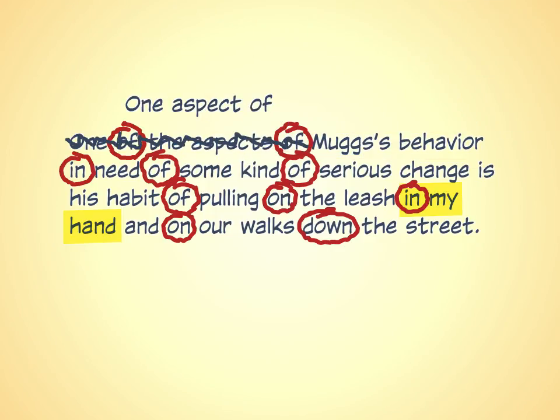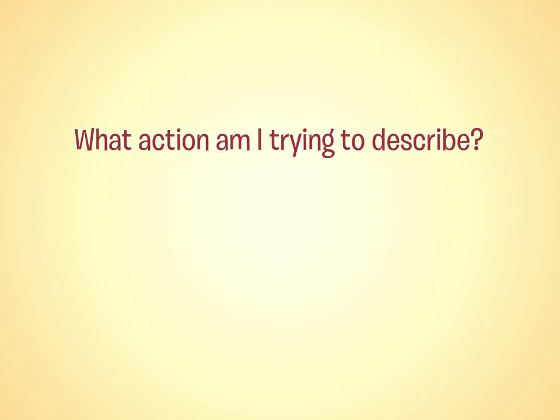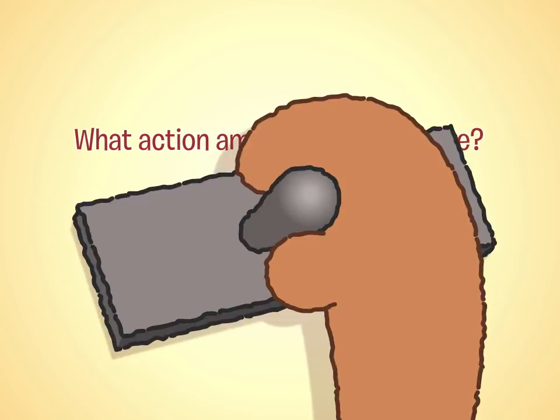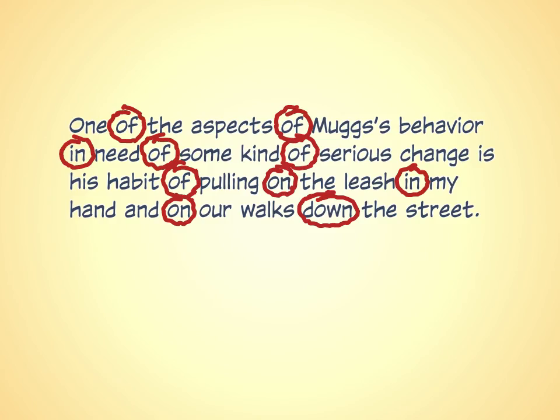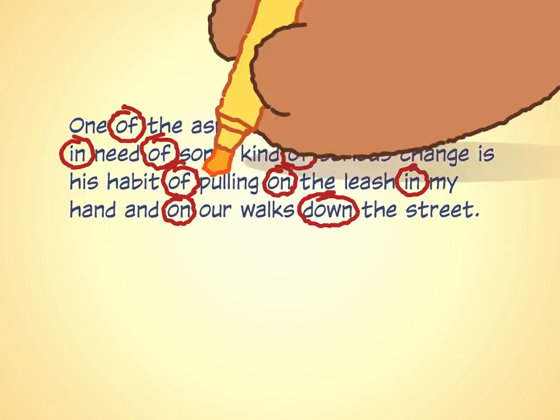And second, ask yourself, what action am I trying to describe? Then see if you've described it with a forceful verb. A string of prepositional phrases often means that you've not chosen the right verb. Think back to our previous sentence. The main idea we want to convey involves Muggs and the way he pulls.